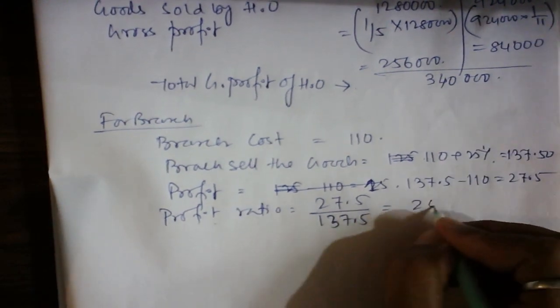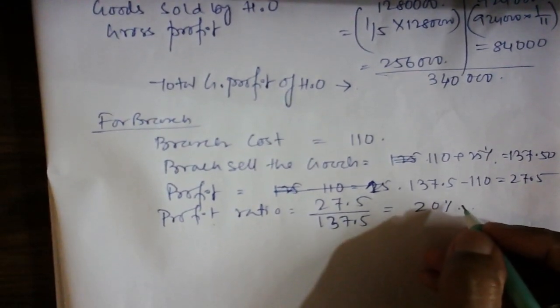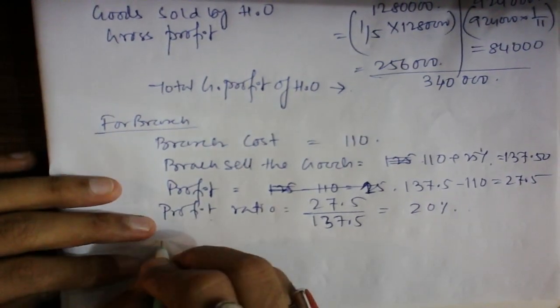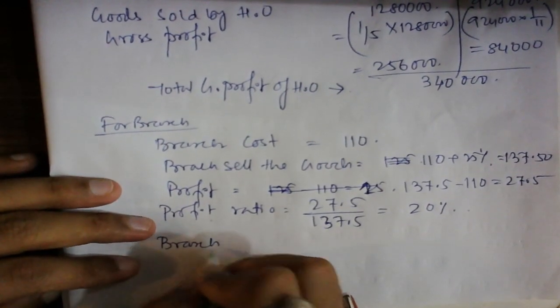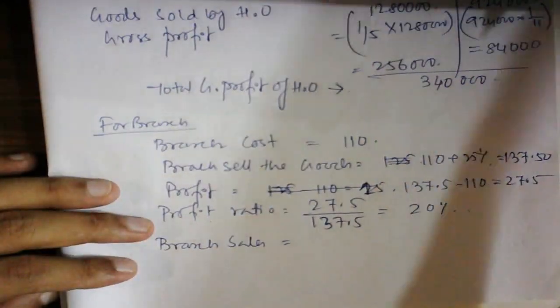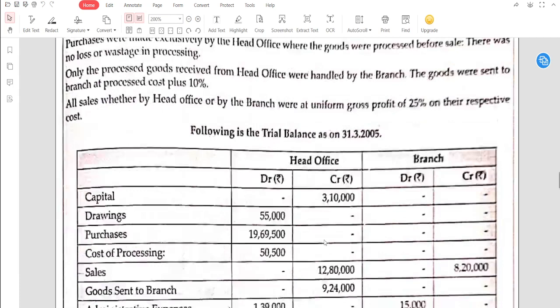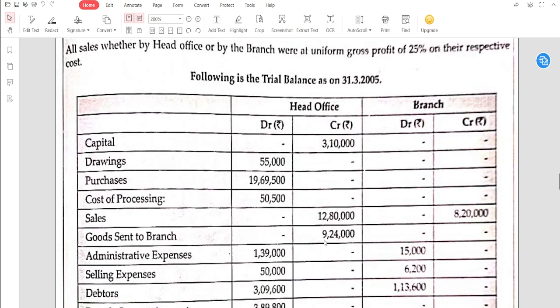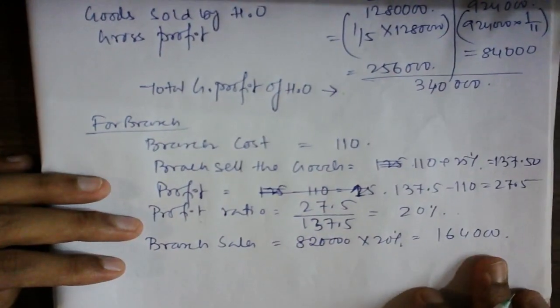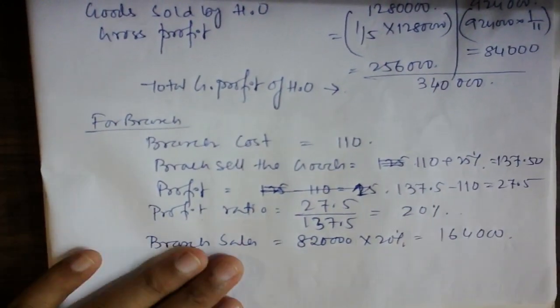It's around 20%. ठीक है, it's coming 20% sir. सो ब्रांच का सेल कितना है वो देख लेते हैं एक बार सर. What is the branch sales? सर ब्रांच सेल्स 8,20,000. So 8,20,000 into 20% is around 1,64,000. So GP of the branch is 1,64,000. Done sir, completed. So branch GP calculated.